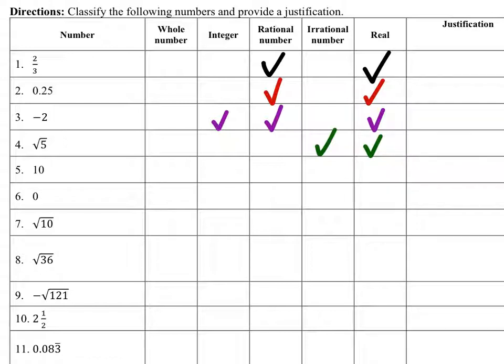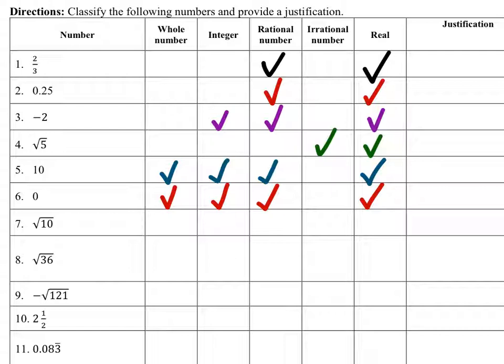The square root of any non-perfect square is automatically irrational. Automatic. Now 10, this one is whole. It's an integer. It's rational. It's not irrational. It's real. Now, they didn't put natural numbers on this, which is okay. 0 is a whole number. It's an integer. It's rational. And it's real.